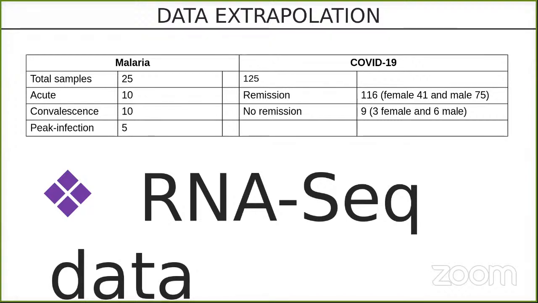Also for COVID-19, we have the remission stage, which is the stage where there is a decrease or disappearance of the signs and symptoms of COVID, although the virus might still be present. So the factor of asymptomatic is also present. Then we also have a group where there is no remission. For this, we have a total of 125 samples, with 116 for remission and 9 for no remission.